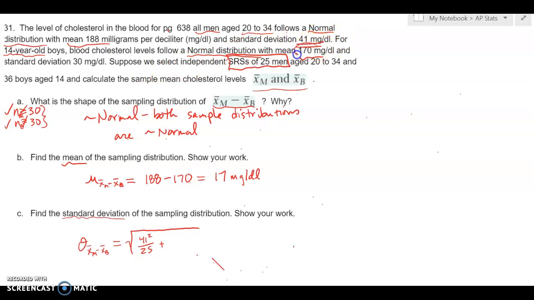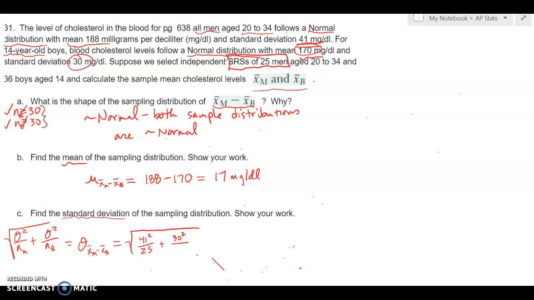And I add the standard deviation of the boys here. Oh, that's the mean. Sorry, the boys is 30. And notice these are population standard deviations. These are not sample standard deviations. So my formula, I'm literally putting sigma squared over the n for my first group, and sigma squared for the population standard deviation over the sample size for my second group, and this is my formula.